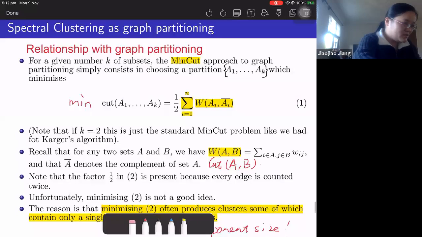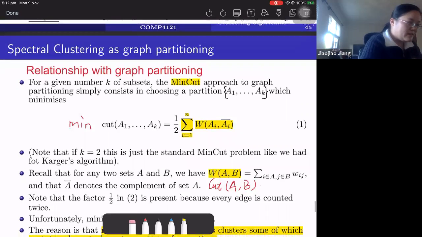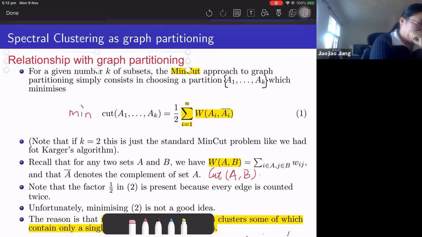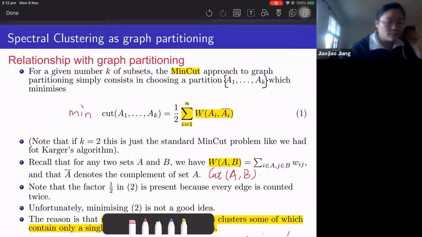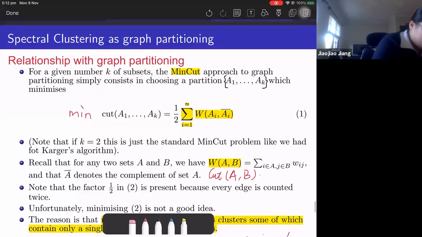Right. So we talked about the spectral clustering algorithm, and now let's move on to the relationship between spectral clustering and graph partitioning. Okay, so we've talked about mincut before, right? So, for the mincut problem, let's take a look at the first point.